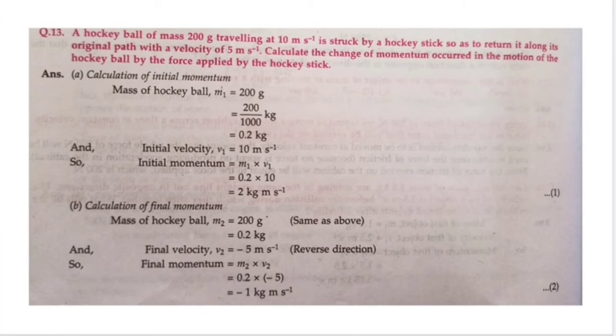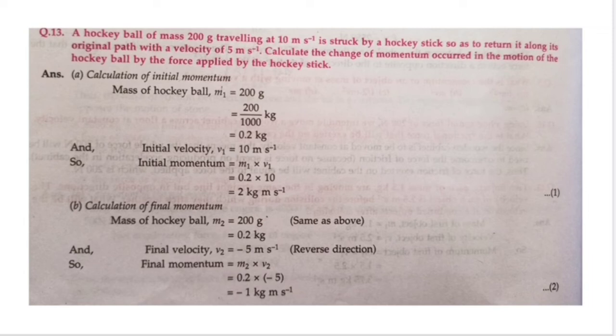Question 13. A hockey ball of mass 200 grams traveling at 10 meters per second is struck by a hockey stick so as to return it along its original path with a velocity of 5 meters per second. Calculate the change of momentum occurred in the motion of the hockey ball by the force applied by the hockey stick. Here, first of all, we will calculate the initial momentum.